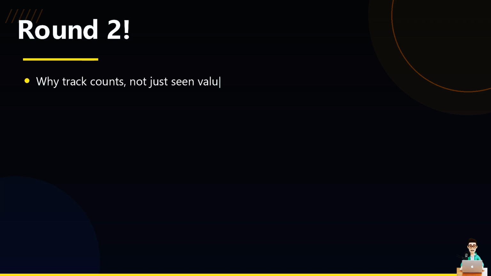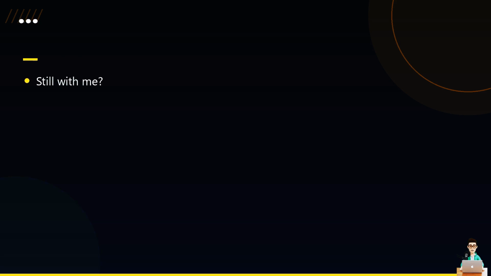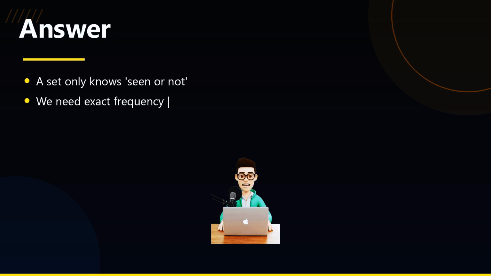Here's the trickier one. Why do we need a count dictionary instead of just a set of seen values? Guess before I answer. Give it a moment. A set can't tell you if a value appeared once or 5 times. We need the exact count to know exactly when to shrink the window.